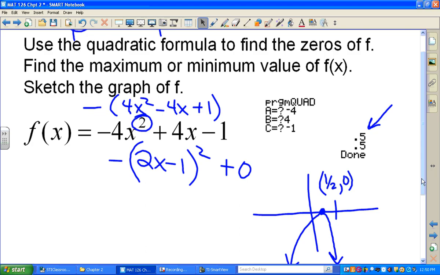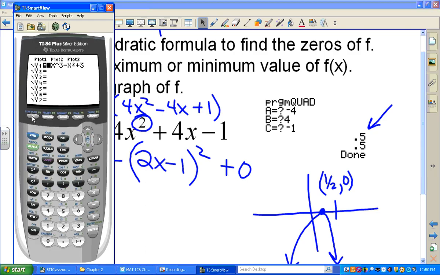If you're not sure, we'll type it out. Y equals negative 4x squared plus 4x minus 1. There you go. Ooh. How do you think you'd find that point if you were looking for it? Intersection doesn't work on a tangent graph. Intersection doesn't work. How do you think you would find it?